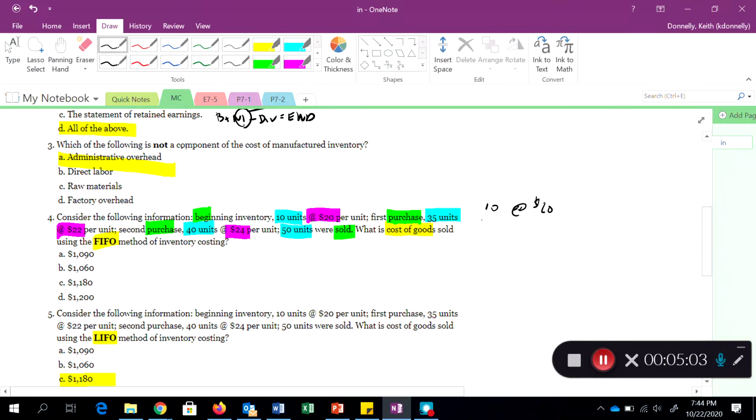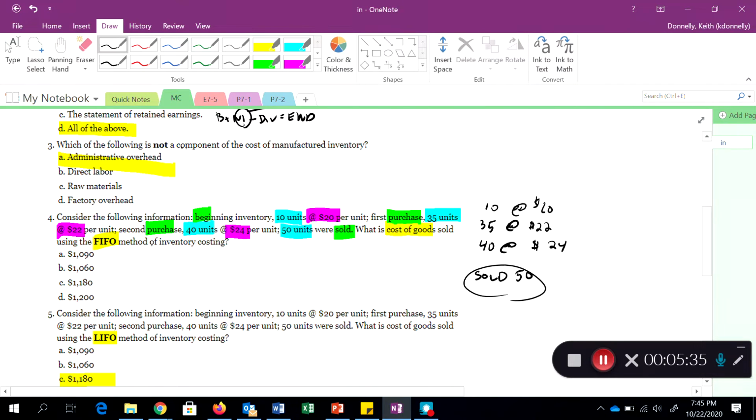Then we bought 35 at $22 a unit. Then we bought 40 at $24 a unit. And then we know we sold 50. So what they want us to do is figure out, quantify cost of goods sold for these 50 units we sold using FIFO.